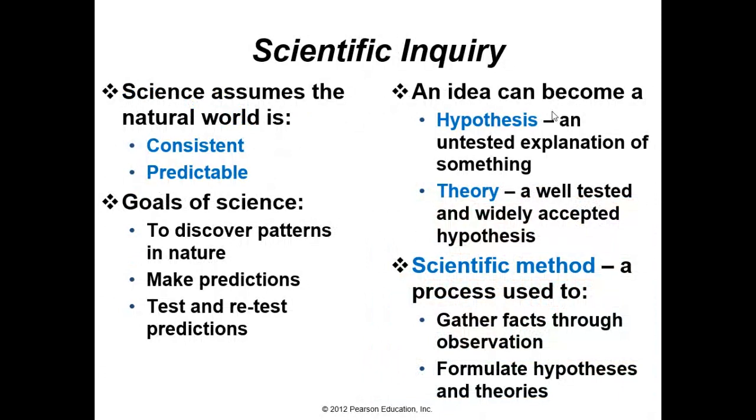So let's move on, talk about scientific inquiry. Okay, so science, all sciences, whether they're natural sciences or social sciences, they all assume that the world is consistent and predictable. And for the most part, I would agree with that, even though it seems like there's a lot of things that happen that are not predictable. But they are definitely consistent. We know that they're going to occur, we just may not know exactly when.